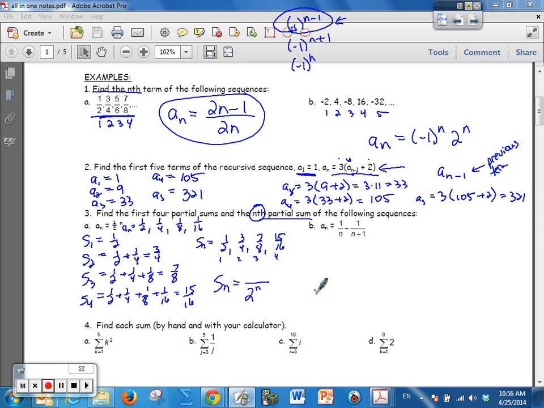Now, do I need to come up with a completely separate pattern for the numerator, or are they tightly related? They are tightly related. They are only 1 apart. So I'm going to do 2 to the n minus 1. And so I have my nth partial sum, and I have my first 4 partial sums. Okay? Those are partial sums.